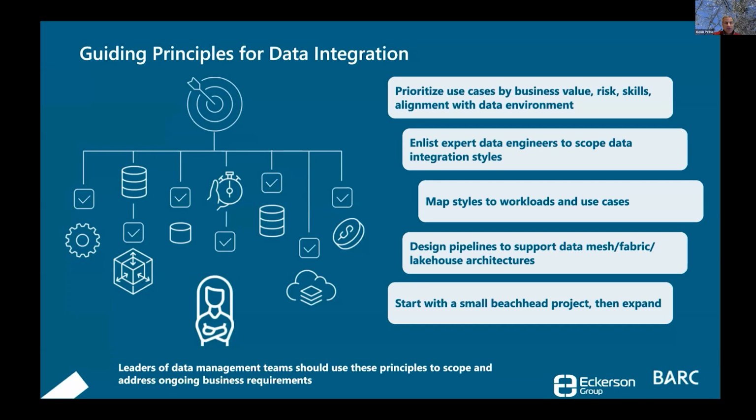I'm excited to hear Data Virtuality's perspective on this based on their work with enterprises. But the key point would be prioritize your use cases by business value, their risk, your team's skills, and their alignment with the data environment. You want to enlist the expert data engineers to scope those data integration styles, then map them to workloads and use cases. And you want to design your pipelines to support new topologies that are getting more popular. Might be a lakehouse, might be a data mesh or fabric.